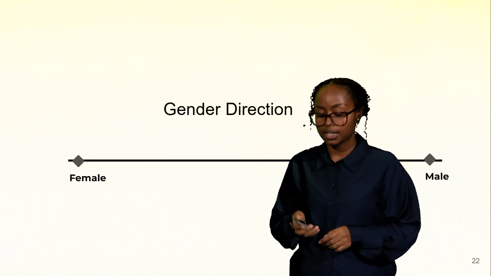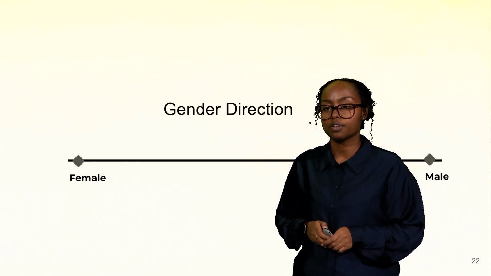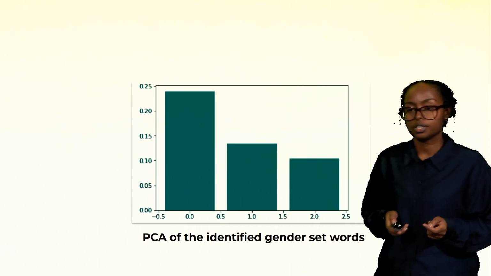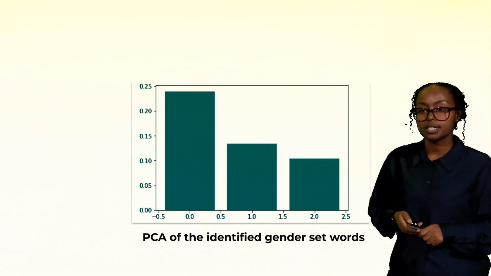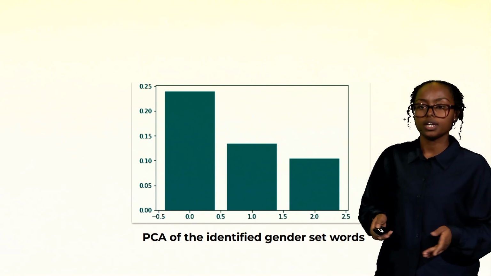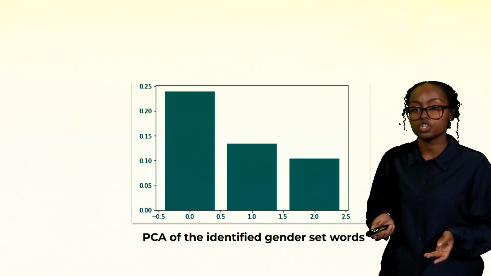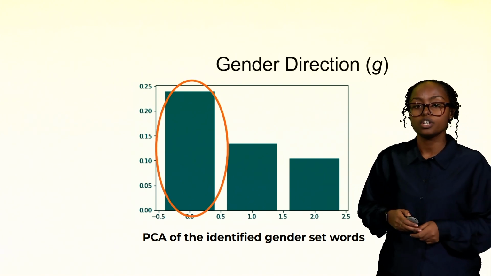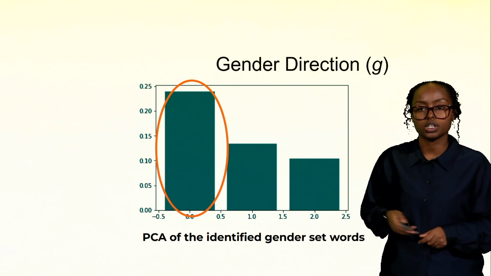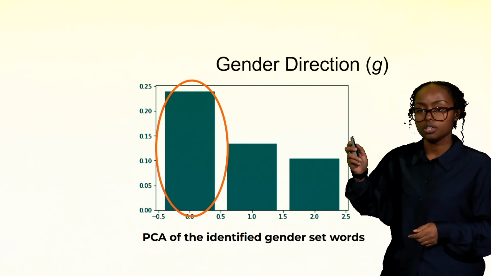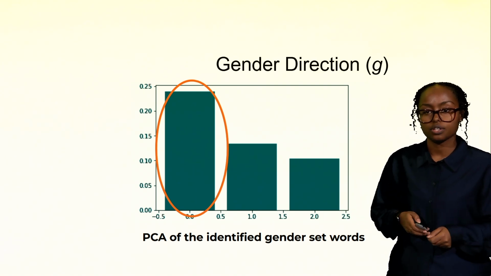And how we mathematically did that is we took the vector for these gendered pairs and we performed a principal component analysis on them. The idea being, since these words are highly gendered and they deal with the basic idea of gender, the first principal component should encode for the themes of general gender. And we labeled this as G to represent our gender direction.